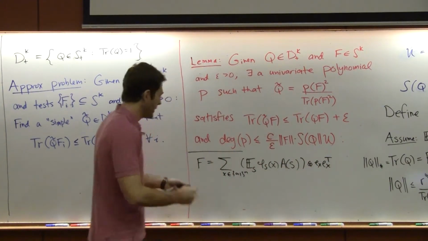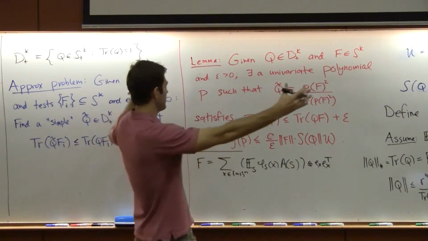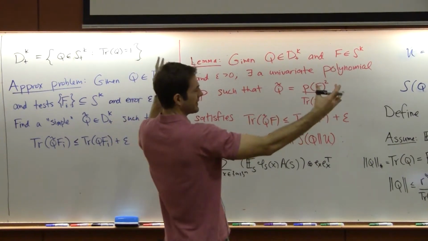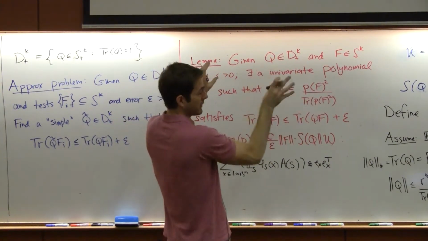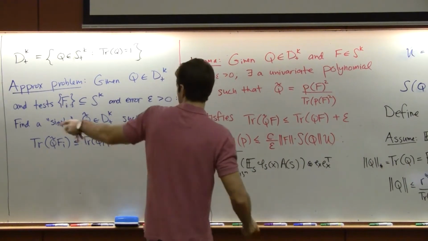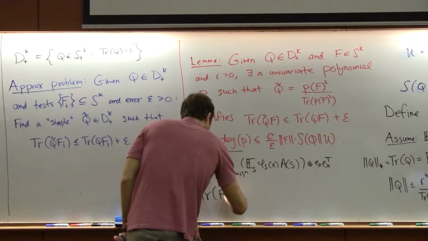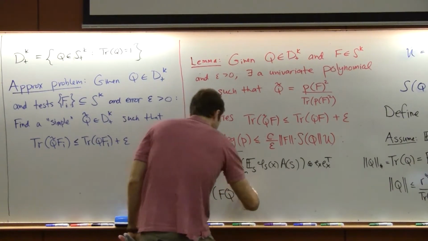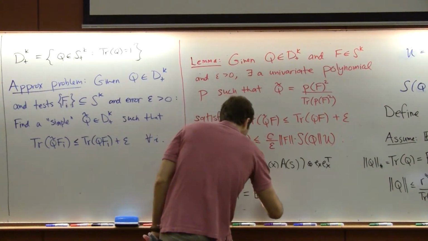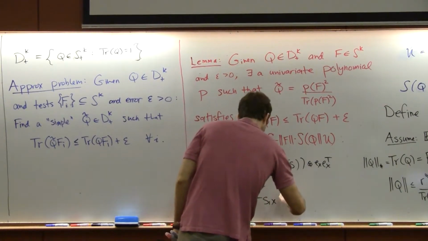Okay. And the point is just that all this is doing is, when you take the inner product of f and q, it's just the sum of the inner products of the blocks, which is going to be exactly this expression. So the point is that trace FQ is exactly what we want.